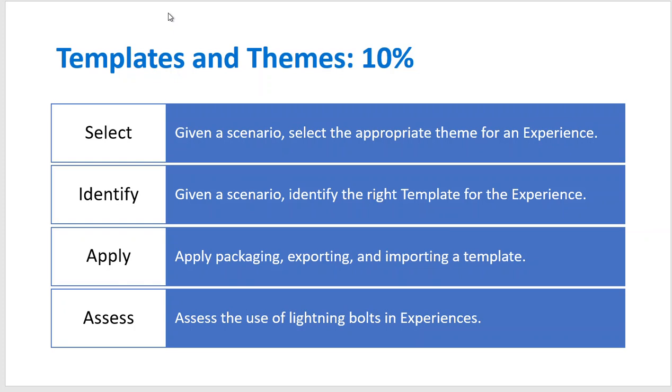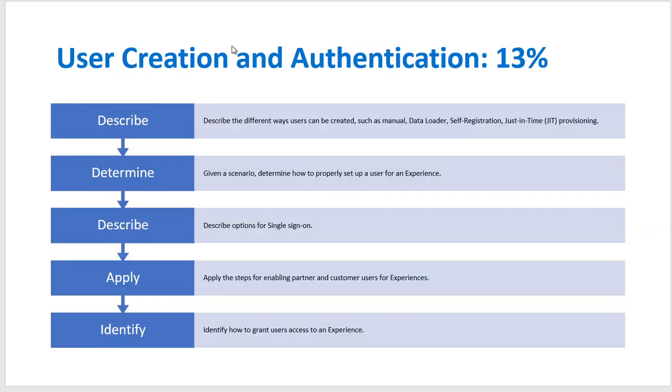And then there's lightning bolts. What can you do with lightning bolts in your digital site? Back to creating users and having how they authenticate in the system. That will be 13%. So how can you create users? Manually, data loader, self-registration, just-in-time provisioning. And again, if they give you a scenario, how would you set up that user with the proper authentication?